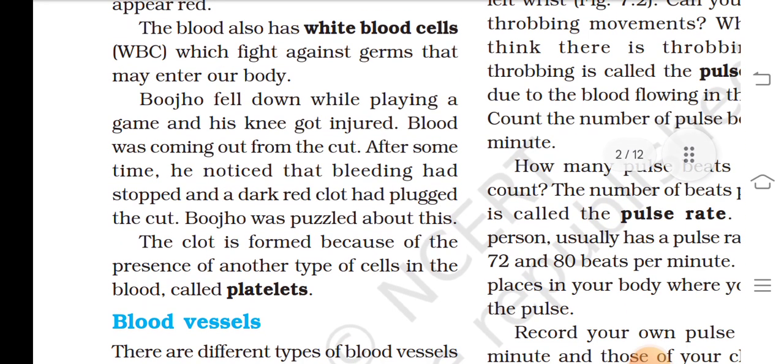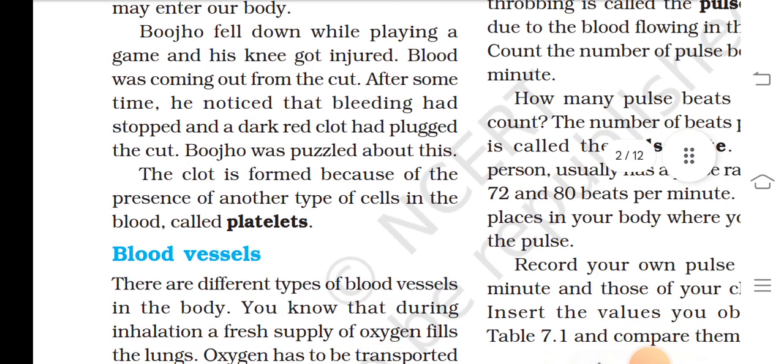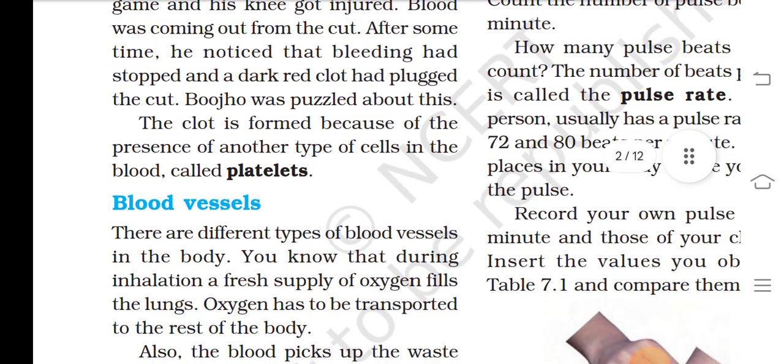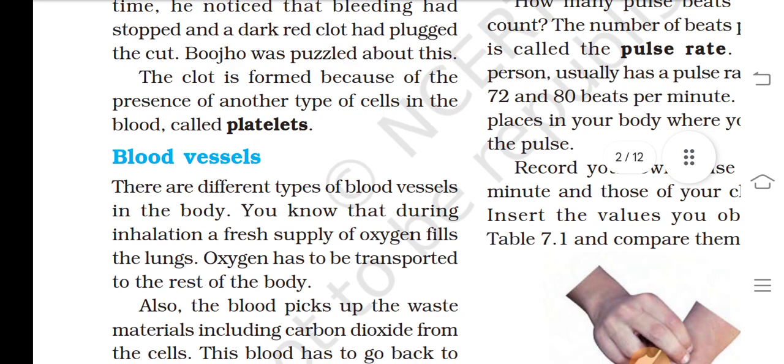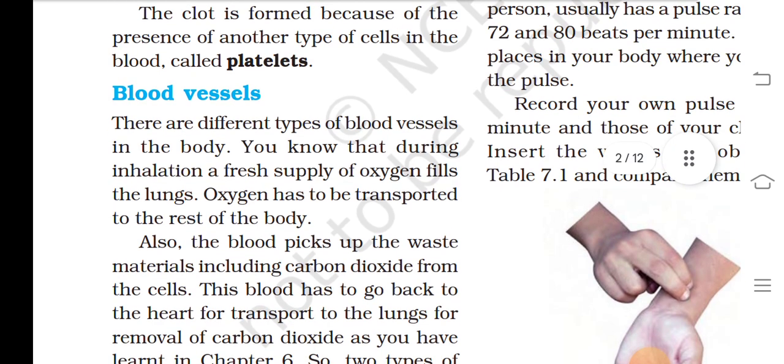The blood also has white blood cells (WBC) which fight against germs that may enter our body. Bujo fell down while playing a game and injured his knee. Blood was coming out from the cut. After some time, he noticed that bleeding had stopped and a dark red clot had plugged the cut. Bujo was puzzled about this. This clot is formed because of the presence of another type of cell in the blood called platelets.